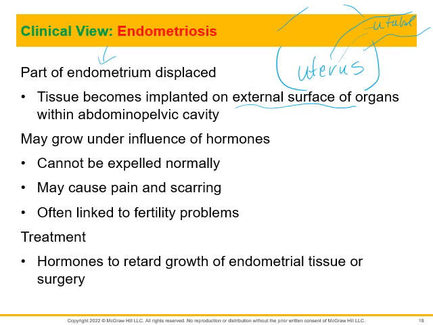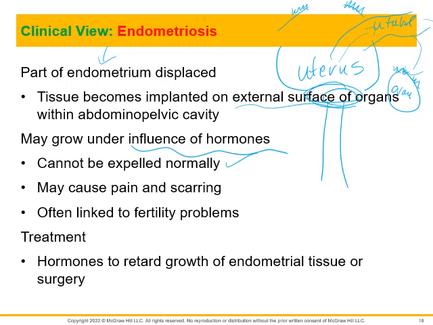So we could have endometrial tissue that makes its way out of the uterine tube, and let's say it starts growing in patches on the ovary, or it can start growing in patches on the outside, the fundus of the uterus, right? It is still under the influence of hormones. It can't be gotten rid of the normal way where we push it through the cervix and through the vagina. So it can cause pain and scarring. It's often linked to fertility issues.